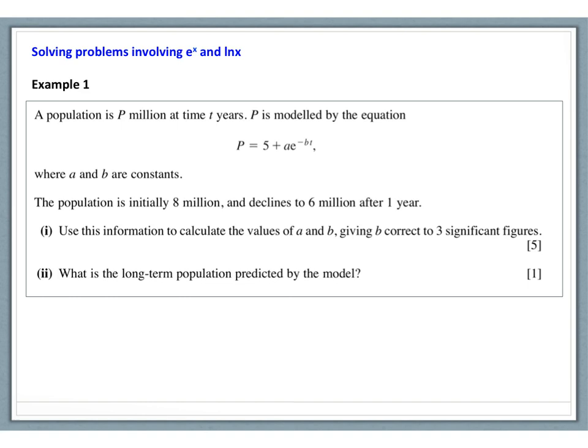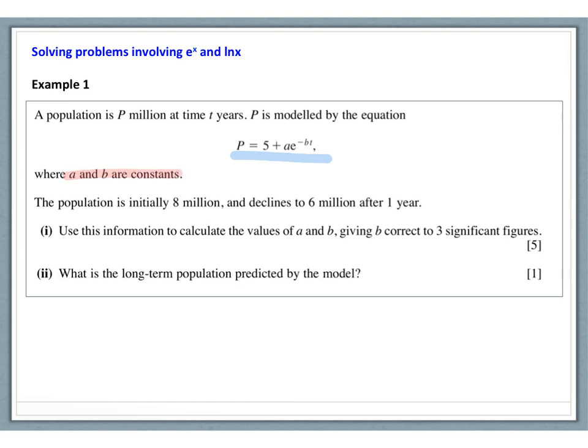We have a population which is modelled exponentially. So remember we talked about exponential growth and exponential decay previously. So here's the equation, and we know that A and B are constants. Let's read through the information.